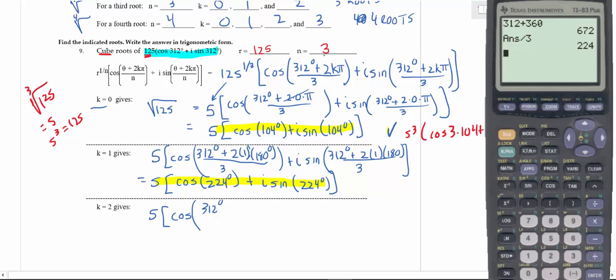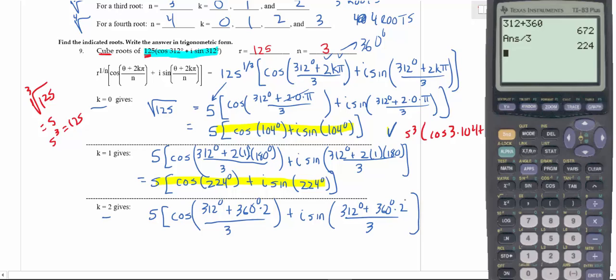Now remember, 2 pi is really 360 degrees. So we can just say plus 360 degrees times 2, k is now 2, all over 3. Same thing here. Plus i times the sine of 312 degrees plus 360 degrees times 2 all over 3. Okay, use the calculator and let's see what we get.